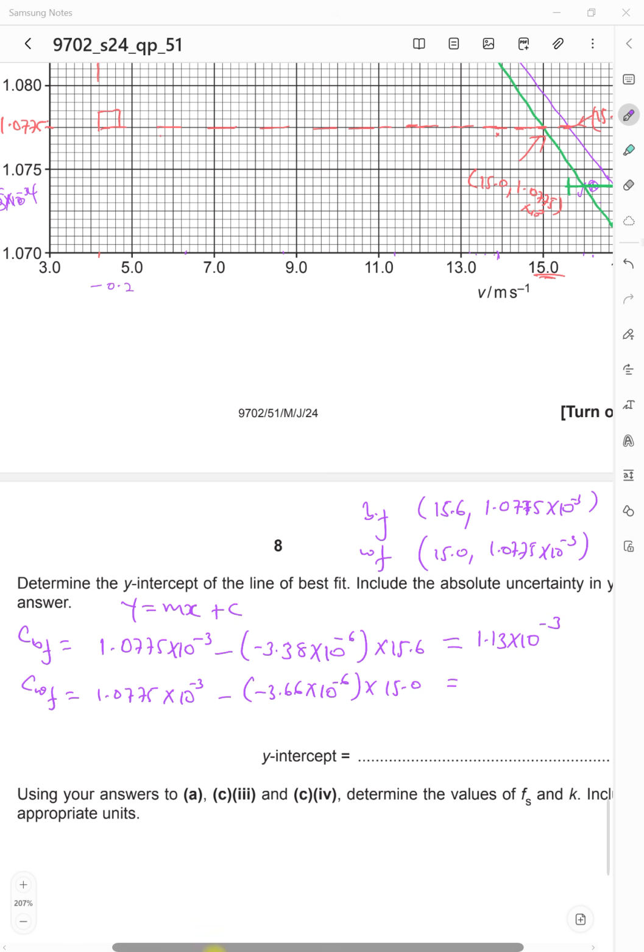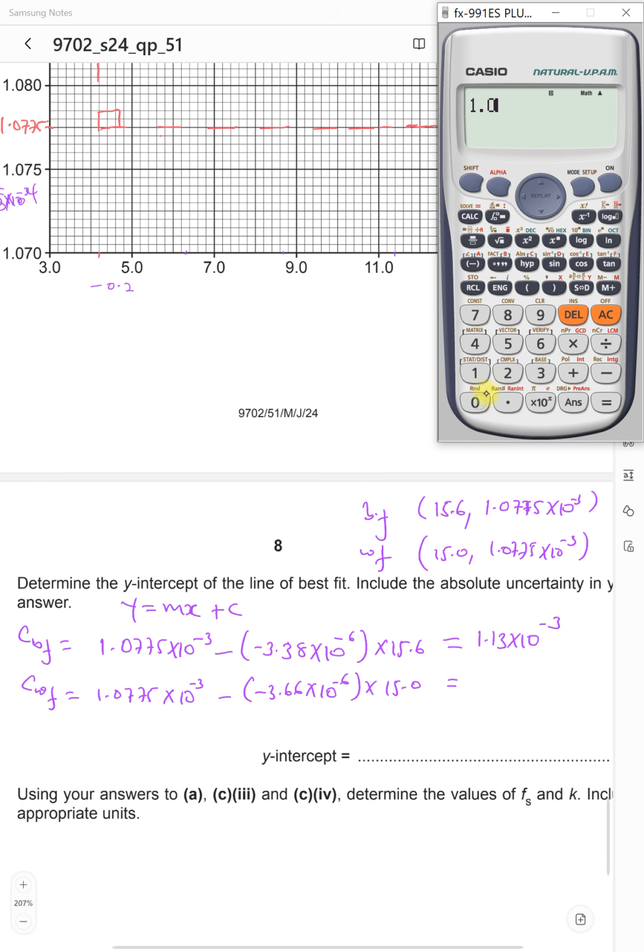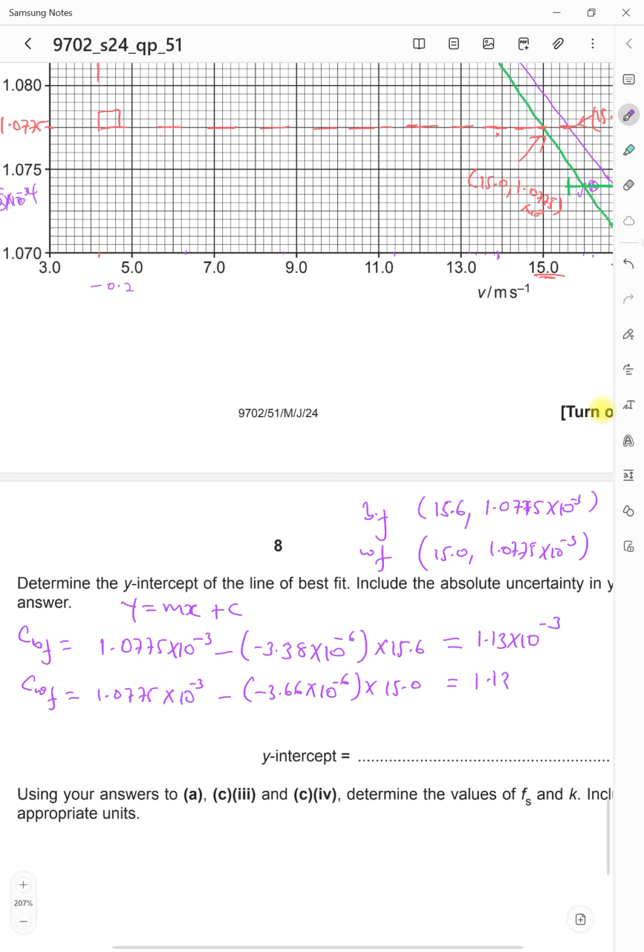Then for the worst fit, I have 1.0775 exponent minus 3 minus, open brackets, I will start with 15 times negative 3.66 exponent minus 6. So I'm getting 1.132. I'm going to add in one significant figure on the previous one because an uncertainty of 0 is not going to be accepted. So I have to check the previous one.